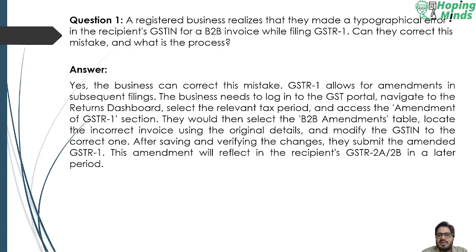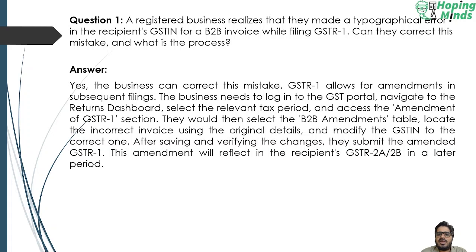After selecting the relevant period, the SSE has to access the amendment of GSTR 1 section, under which he will find multiple amendment options. They would then select the B2B amendments, and afterwards he has to locate the incorrect invoice using the original details and modify the GSTIN to the correct one. After saving and verifying the changes, they submit the amended GSTR 1.